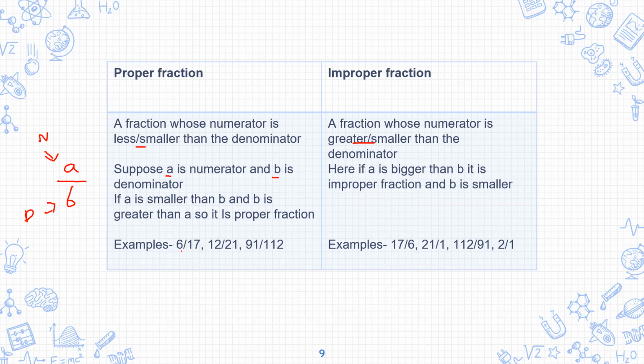Just like the example 6 upon 17. This is the numerator, and 6 is smaller than the denominator. The numerator should be smaller. Here also, 12 is smaller than 21, and 91 is smaller than 102.